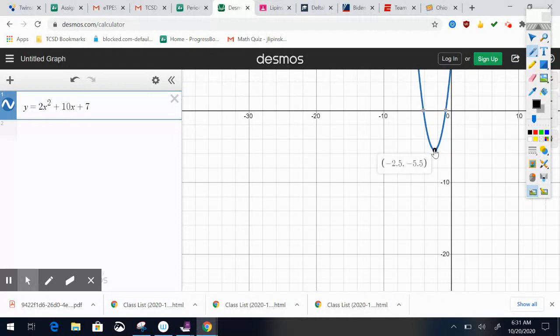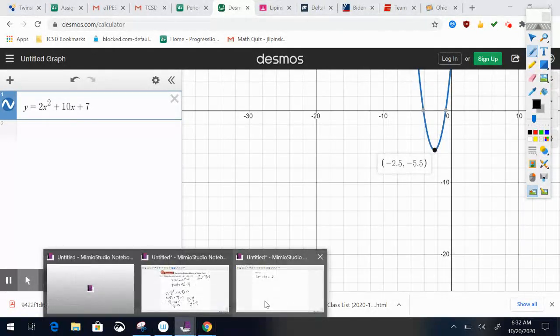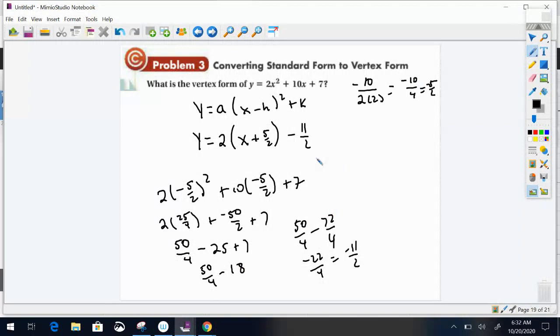Here's my vertex. Of course, it gives you in decimals, but the same exact thing that I got right there. Negative 2.5, negative 5.5. I don't care if you use the computer and technology that you have. That's fine with me. But here's what I'm looking for as my final answer. Okay, and don't forget to square it.